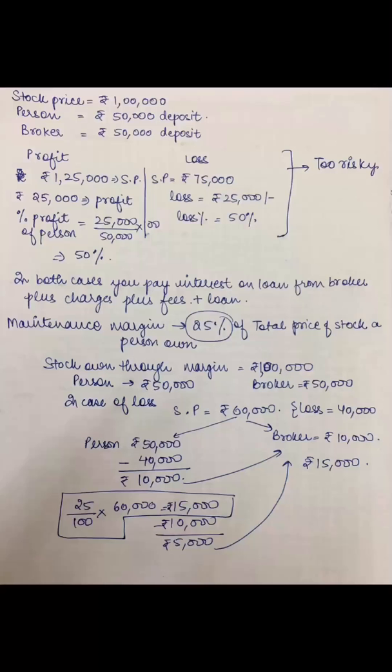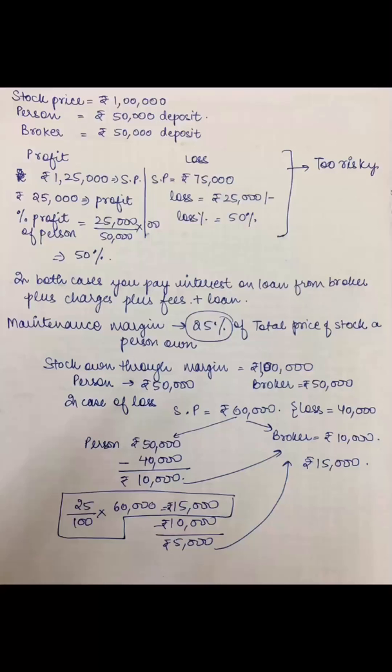As you can see, such things are very risky, because if it is profit, then it is very good, but if it is loss, then it is all upon the person, because he has to not only bear the loss but also give back the amount to the broker from his own pocket, plus the interest plus the charges. Everything has to be paid by the person himself.